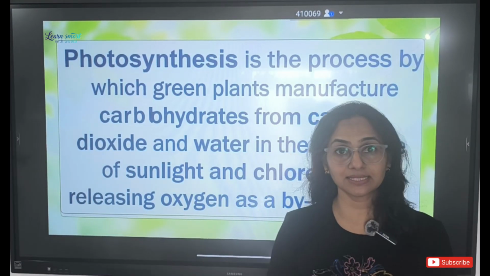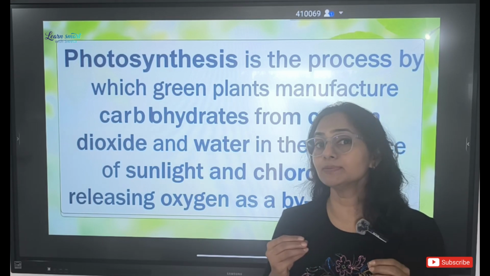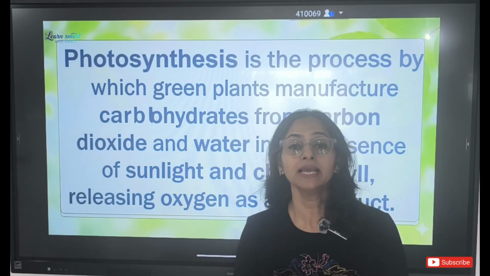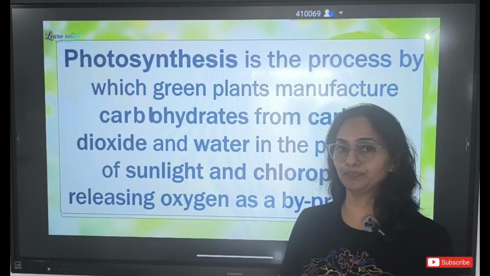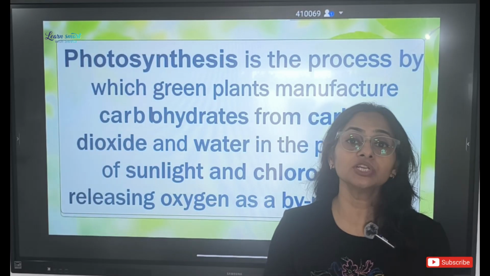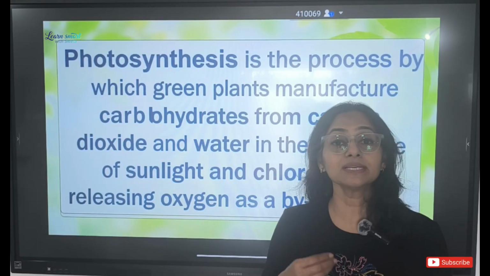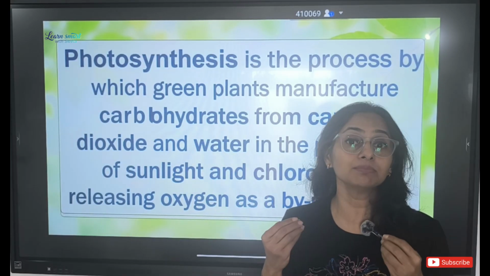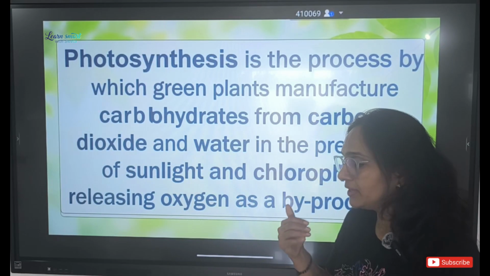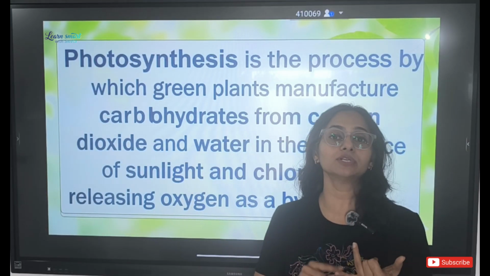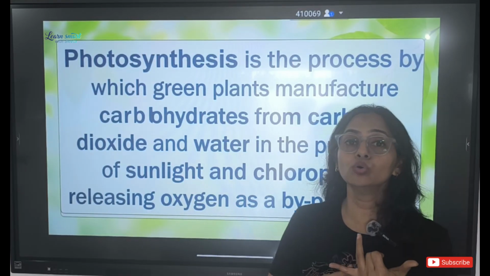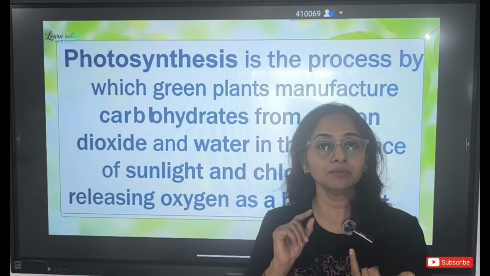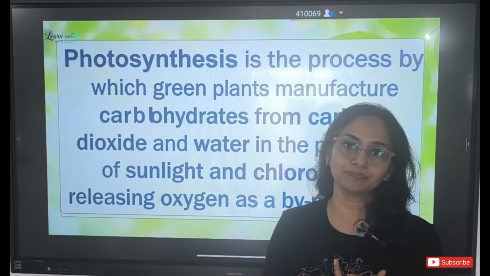Photosynthesis is the process by which the green plants manufacture carbohydrates in the form of glucose from carbon dioxide and water, and they produce oxygen as a byproduct. In this process, sunlight and chlorophyll are a must. So when we are writing the definition, all the keywords like carbon dioxide, water, sunlight, chlorophyll, glucose, carbohydrate must be mentioned in your answer, right?